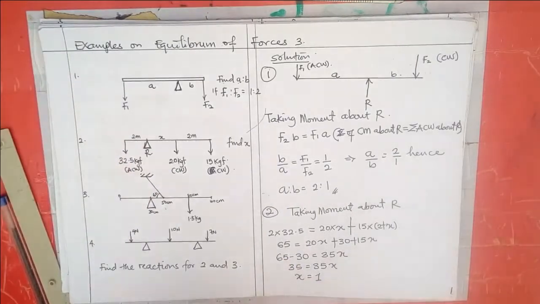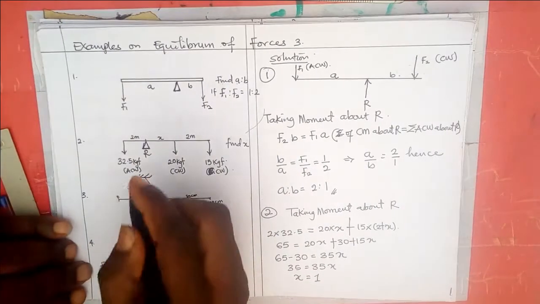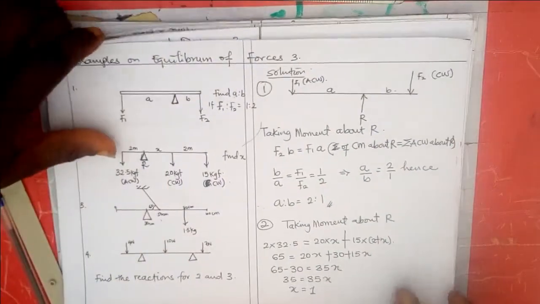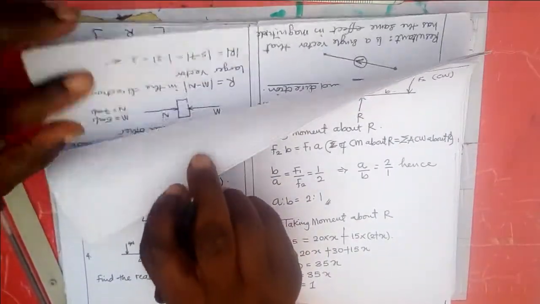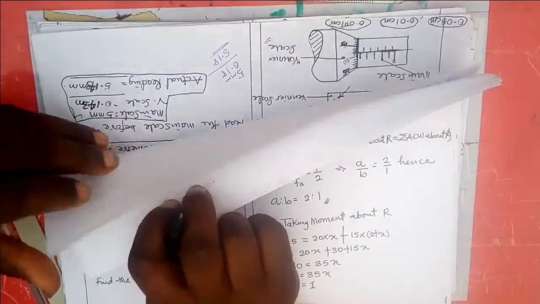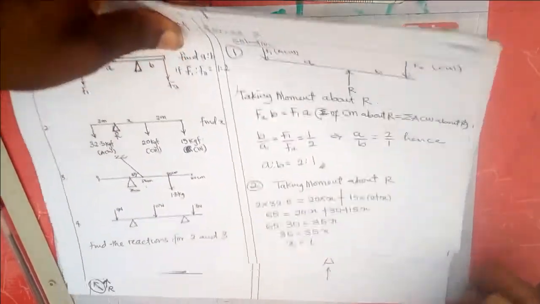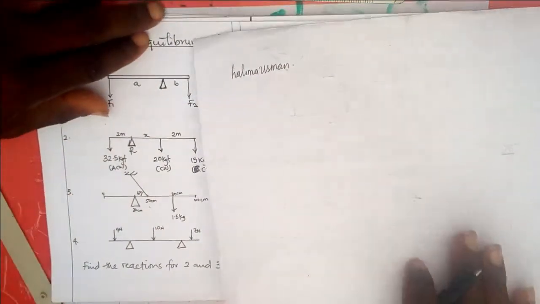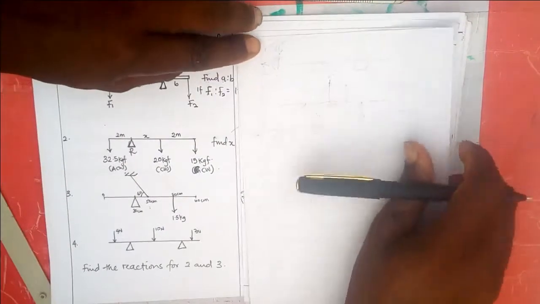So we have been able to see how we use the sum of clockwise moment equals to sum of anti-clockwise moment to find the distance here. So we move to example 3. Example 3. So let me pick from this. Our example 3.